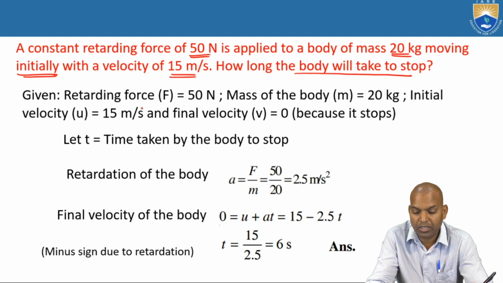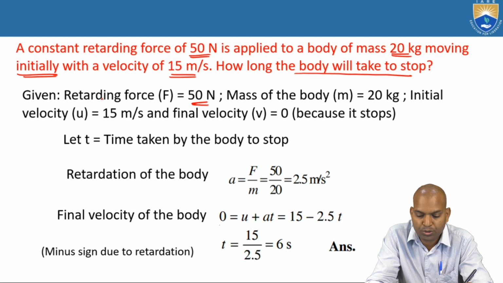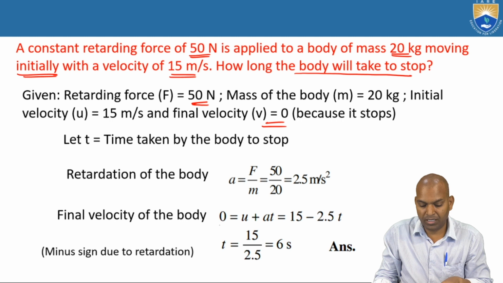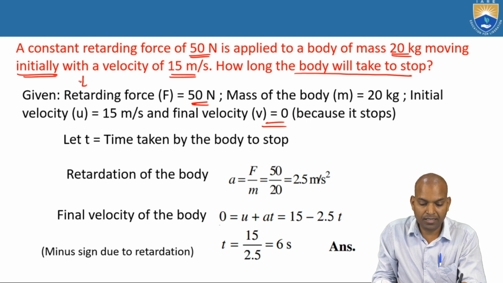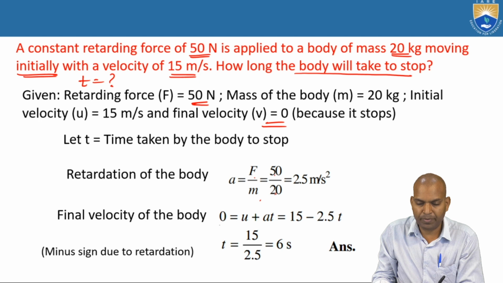Now the given data: retarding force F equal to 50 newtons, mass of the body 20 kilograms, initial velocity 15 meter per second. If it is to stop, that means the final velocity becomes zero. But how long? That means the time it will take to come to rest is to be calculated. From Newton's second law of motion, F equal to ma, so a equal to F by m. Substituting F and m, 50 by 20, that is 2.5 meter per square second.